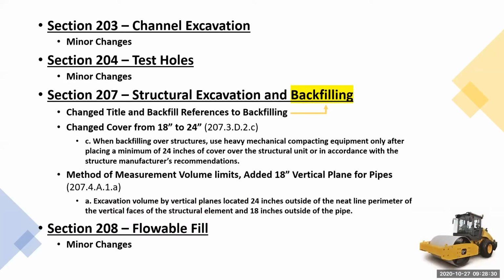203, minor changes. 207, backfilling. So the act of backfilling. This is so that if we're placing a pipe, we pay for the pipe in 601. Then we need to excavate out, and the 207 would account for the excavation, the compaction, the backfilling action, and if we need material, then it would be under 209 on the borrow material.